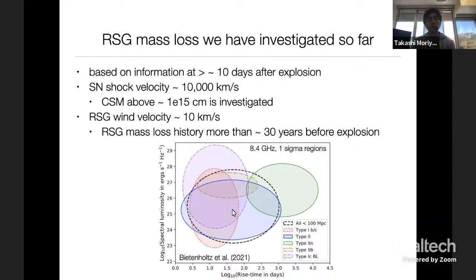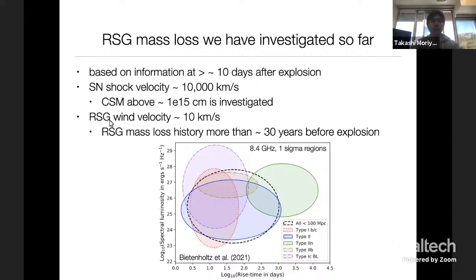So far, I have discussed the radio properties of the supernovae, whose rise time is typically more than 10 days. So what we have investigated so far uses information from more than 10 days after the explosion. If we set a supernova shock velocity of 10,000 kilometers per second, then in 10 days this forward shock will travel roughly 10^15 centimeters. So if we use information from supernovae after 10 days, we are probing the circumstellar matter above 10^15 centimeters.